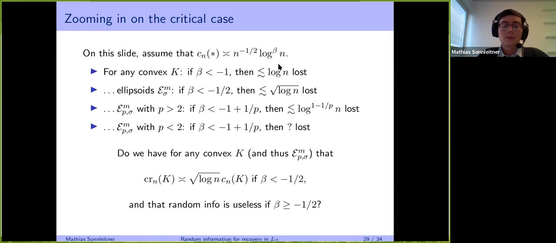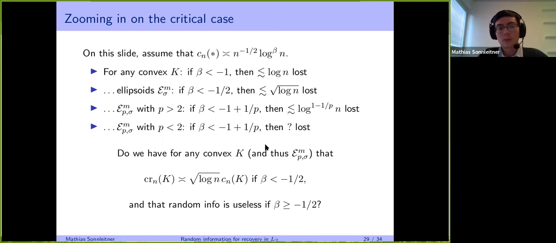And let me put together the statements from before. The statement by Litvak and Tomczak-Jaegermann said that if beta is small enough, then we lose at most the logarithm. The ellipsoid bound from before said that if beta is smaller than minus one over two, then we lose at most the square root of the logarithm. And the bound I last showed from us is if beta is smaller than minus one plus one over p, then we lose such a logarithmic power, which is now larger than the square root of the log, in the case p is larger than two. And for p smaller than two, we don't know what we lose because we do not know the Gelfand numbers exactly, only up to polynomial order.